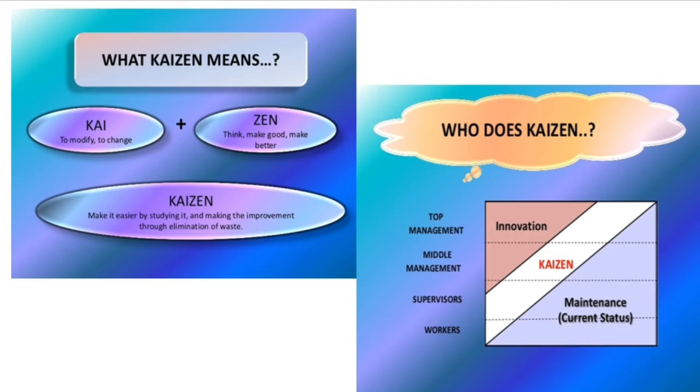See here what Kaizen means. Kaizen means Kai, to modify or to change, and Zen, to think, make good and make better. Kaizen means make it easier by studying it and making improvement through elimination of waste. Usually, who does Kaizen? Kaizen starts from lower end workers, supervisors, middle management and top management. All will be included. That is shown here, how Kaizen works from workers, supervisors, middle management and top management.